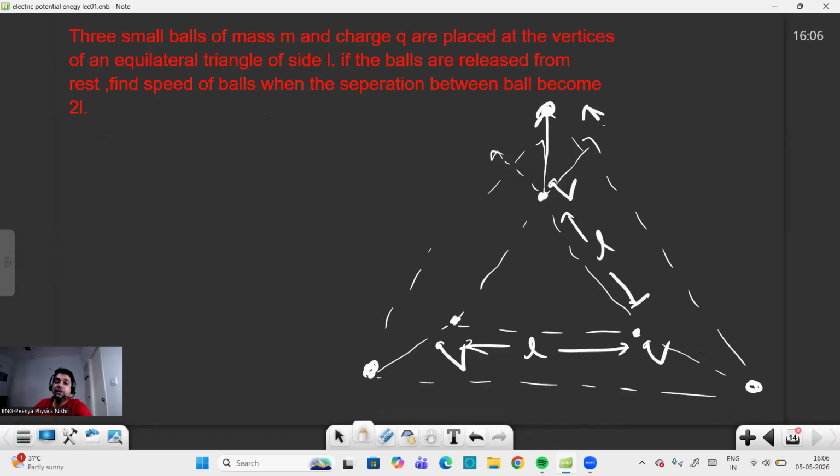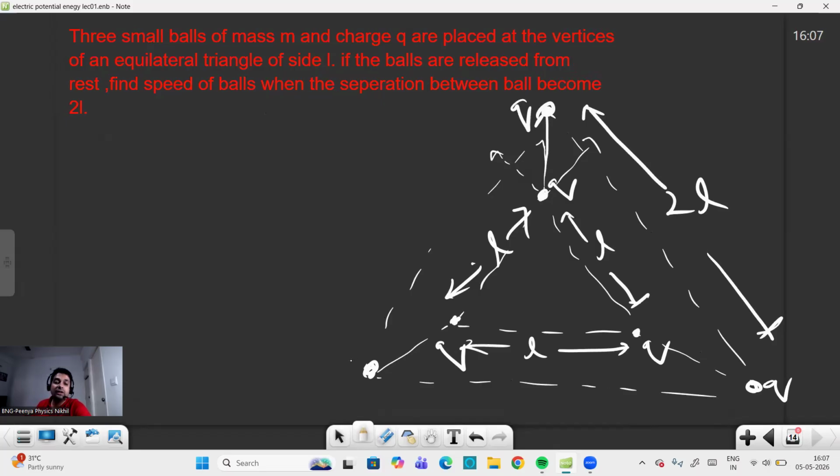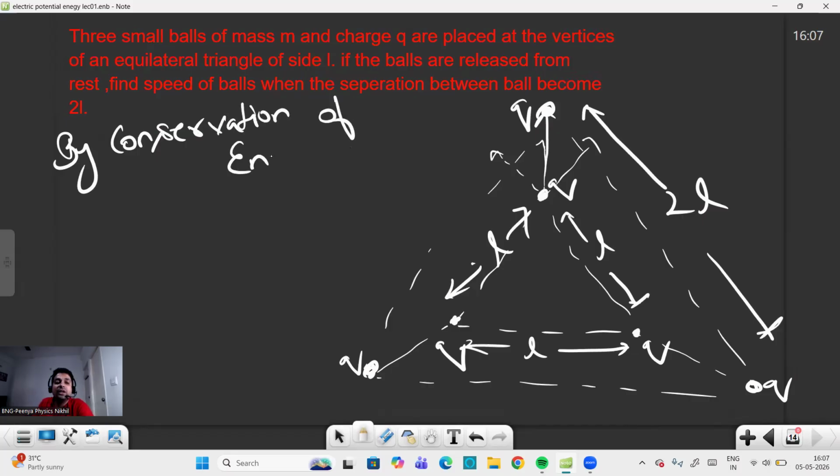The separation becomes 2L. Initial separation was L. Correct? Now the separation becomes 2L. Now what is being asked here? Find the speed of the balls when the separation between the balls becomes 2L. Same way, by conservation of energy. Always keep it in mind: whenever something is released or the speed is asked, always think about the conservation of energy.